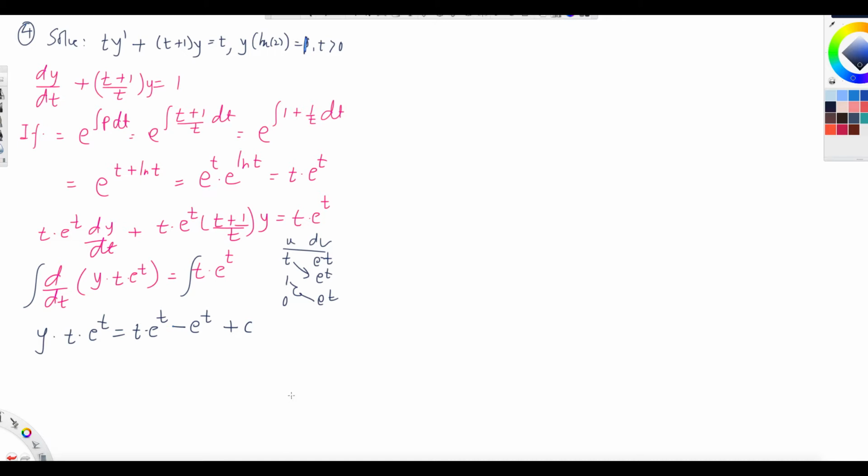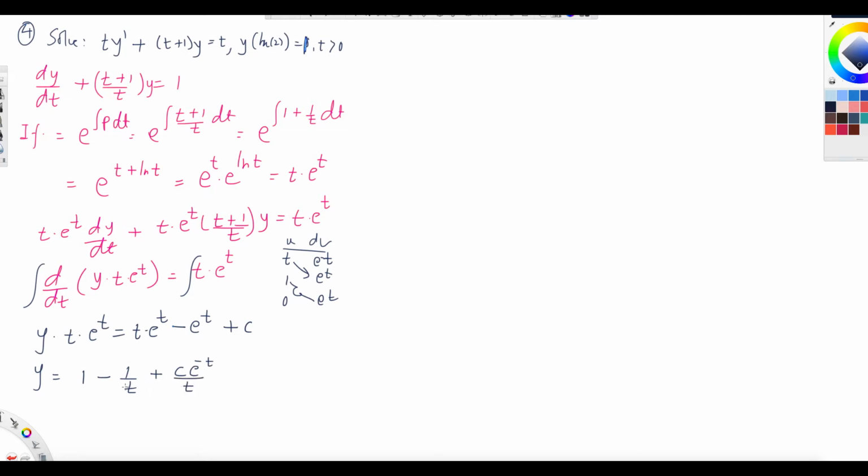Okay guys, so how do you solve for y? You need to divide by t times e to the t. So therefore y equals, divide by t times e to the t. If you do that, what do you get? That will cancel out, t times e to the t. This guy will cancel out, right? You will get 1, and then minus, divide this by t times e to the t, you will get 1 over t, right? And then plus c e to the negative t over t. This is what you get.